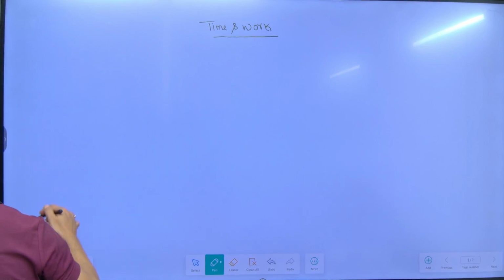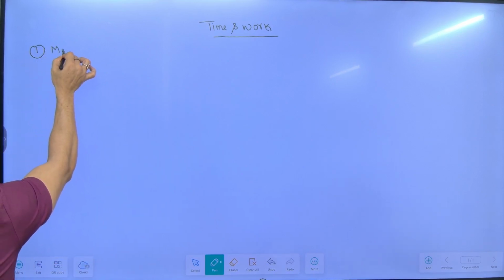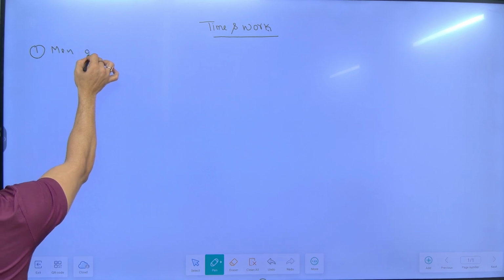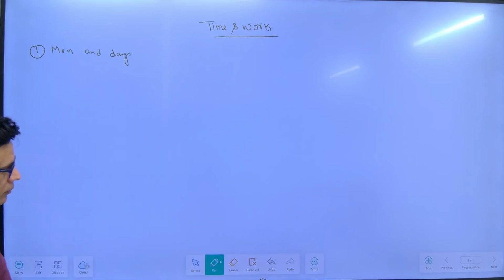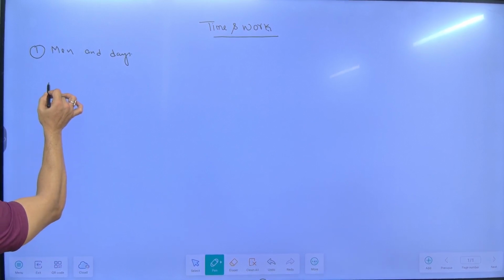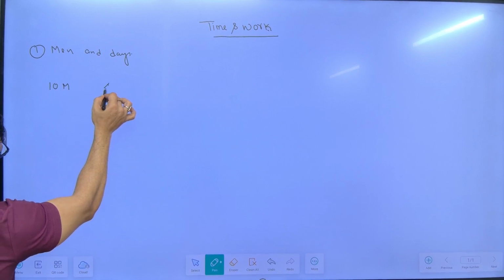See, first there is the concept of men and days. First, there is a concept of men days, right? What is this concept? Let's try to understand this. Let's say there are 10 men, right? They can do some work in, let's say, 4 days.